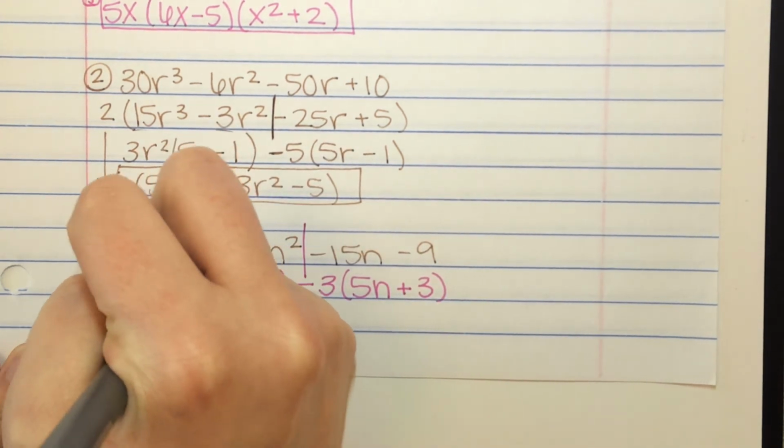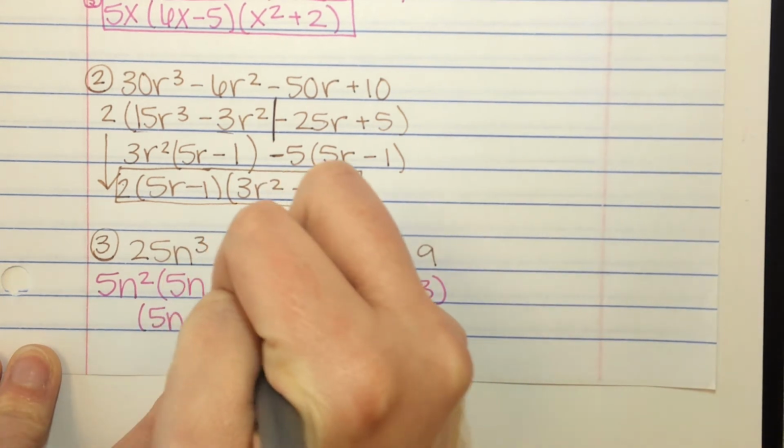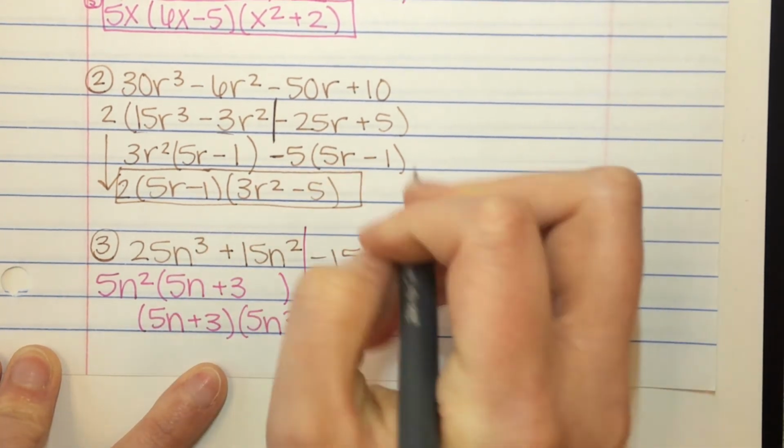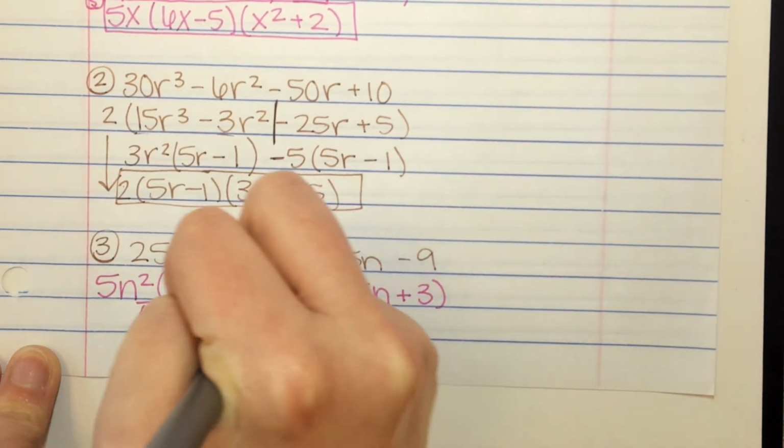We're going to pull that common factor down in front, that 5n plus 3, and put our leftovers in parentheses. So 5n squared minus 3. And there's your final answer.